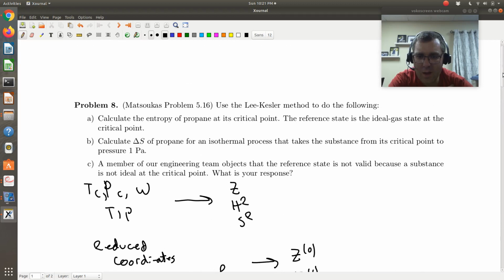And then C, a member of our engineering team objects that the reference state is not valid because a substance is not ideal at the critical point. What is your response? The response is that how you define your reference state doesn't matter. All it is is how we're defining our zero. It could be a hypothetical state. It's fine, it's just used for calculation purposes. What's key is that once you define a reference state, you make clear what your reference state is, and you stick with it.